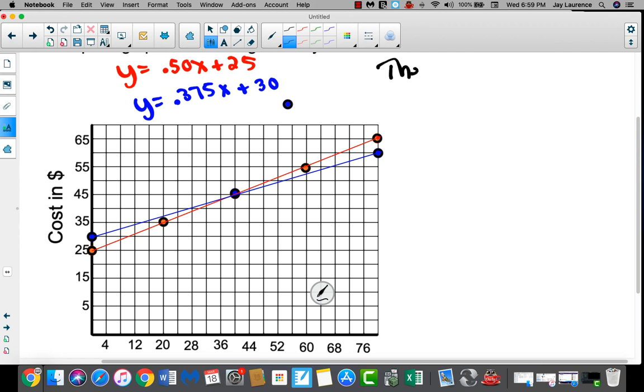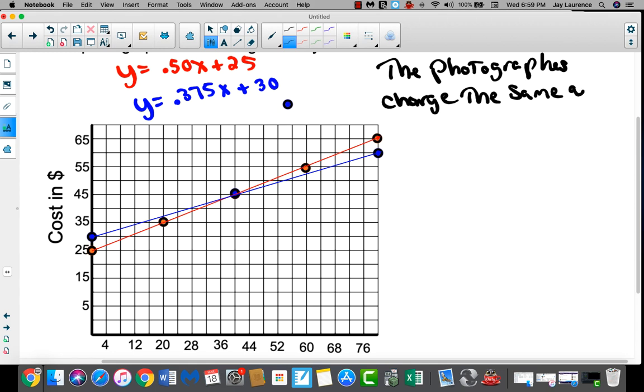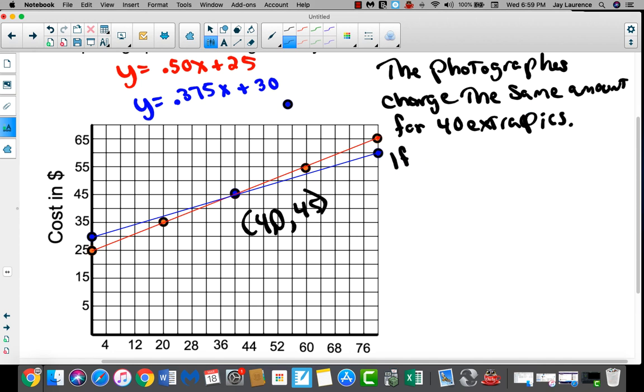The photographers charge the same amount for 40 extra pictures, right? That would be the point, 40 and $45, right? For 40 extra pics. If you order less than 40, the red one is cheaper, which is Penelope. Penelope is cheaper.